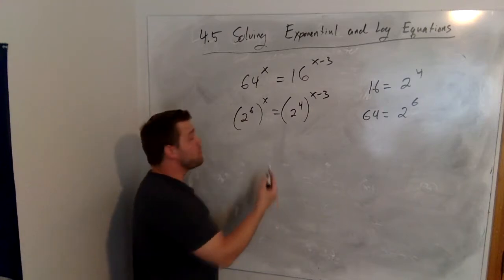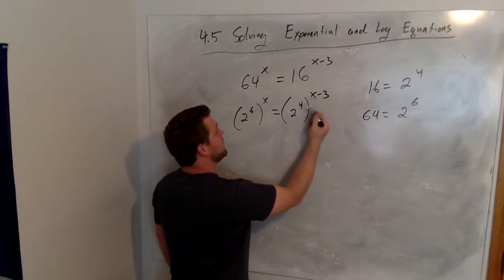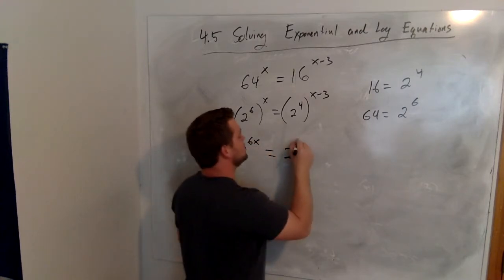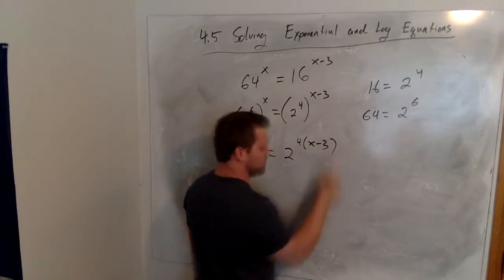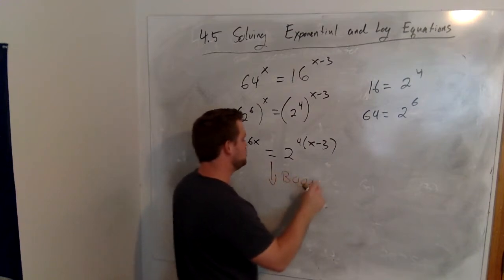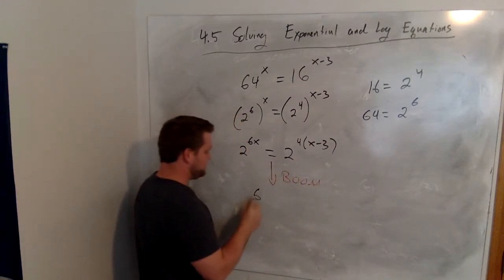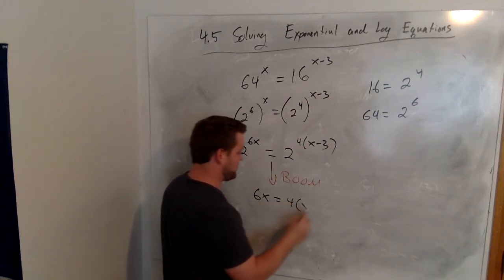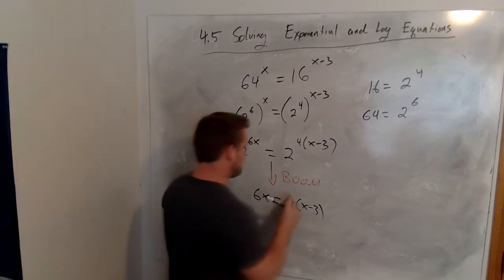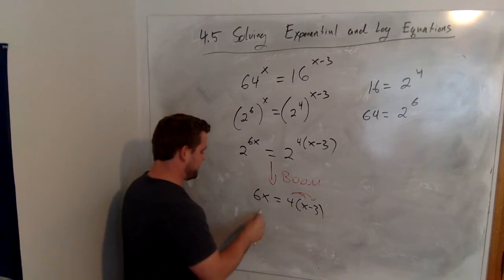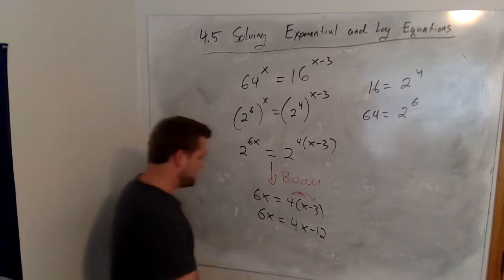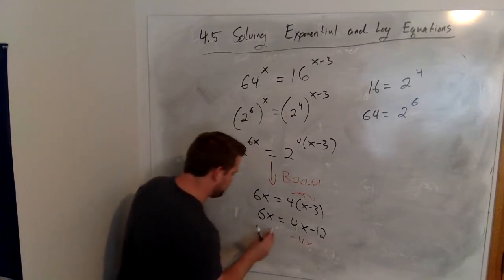Now we can use an exponent property. Exponent properties allow us to multiply these exponents. So this will be 2 to the 6x is equal to 2 to the 4 times x minus 3. We have like bases, so boom, drop the base. We'll have that 6x is equal to 4 times x minus 3. Now we have a nice linear equation that we can solve. How about we go ahead and distribute in this 4, and we'll get that 6x is equal to what? 4x minus 12.